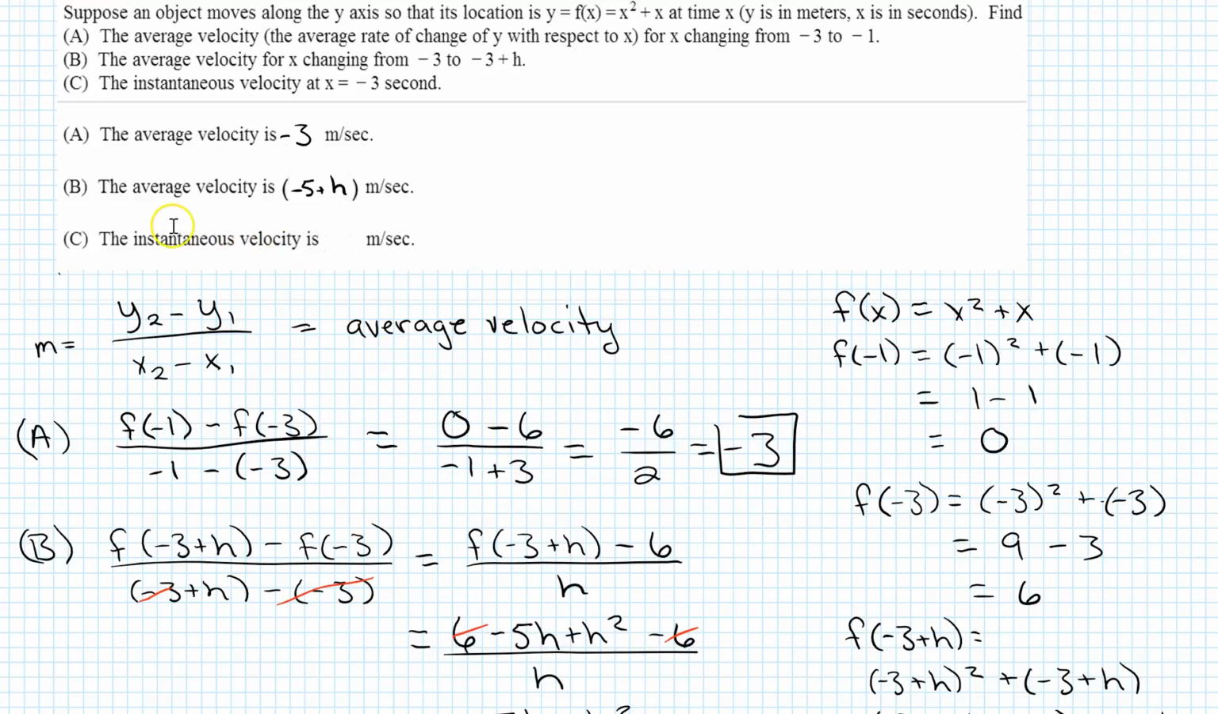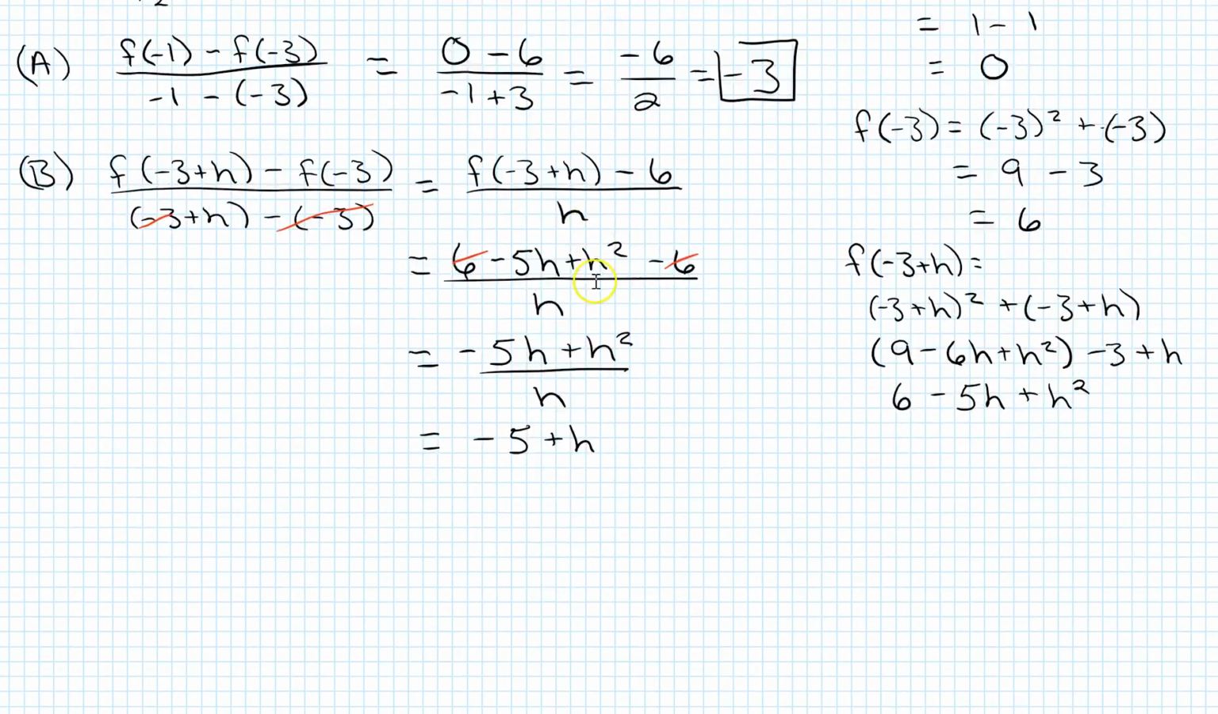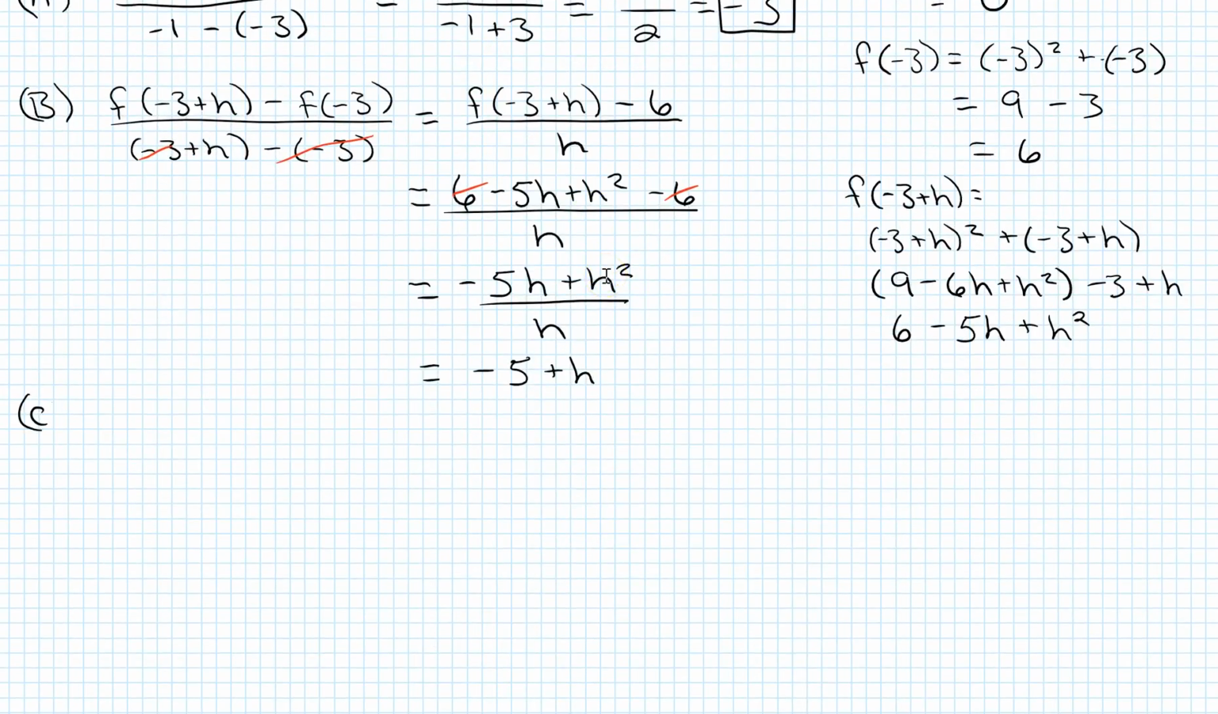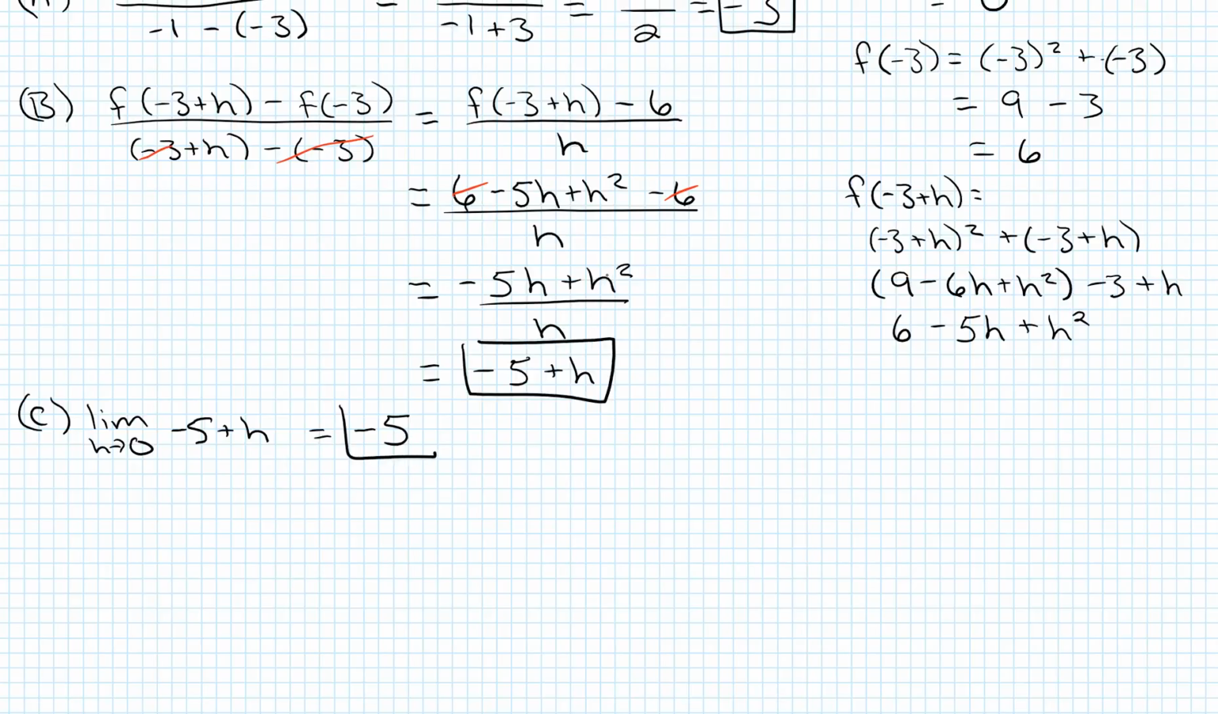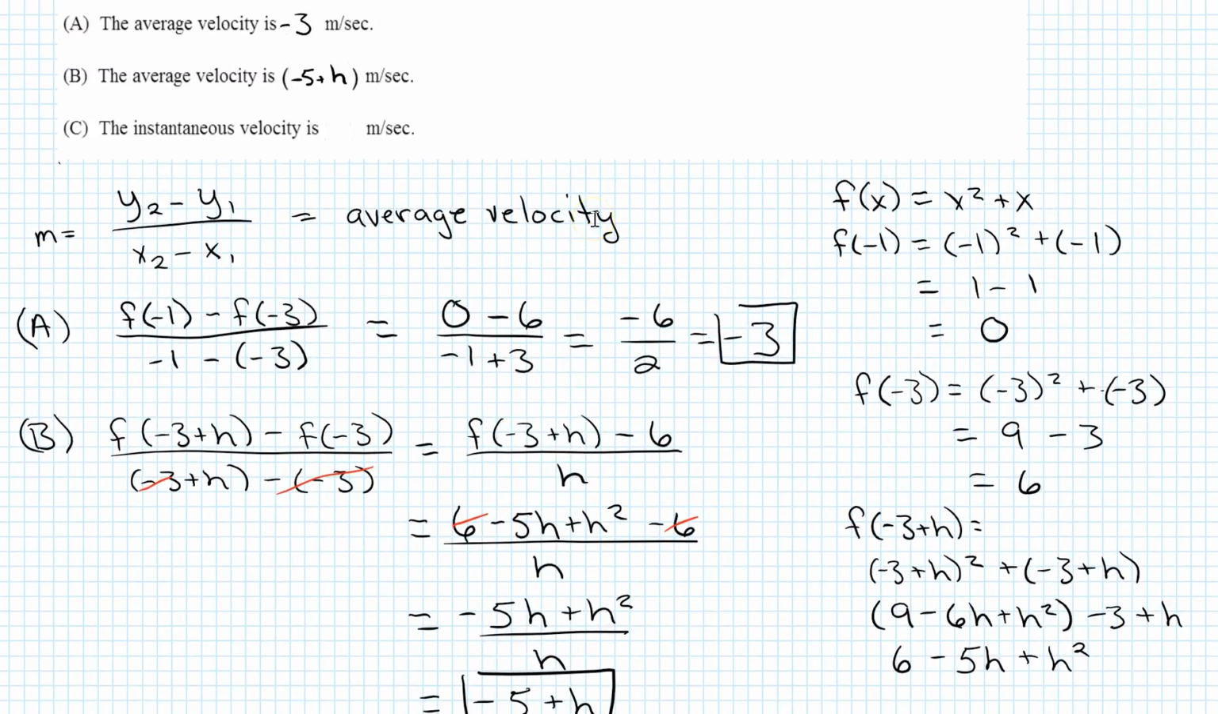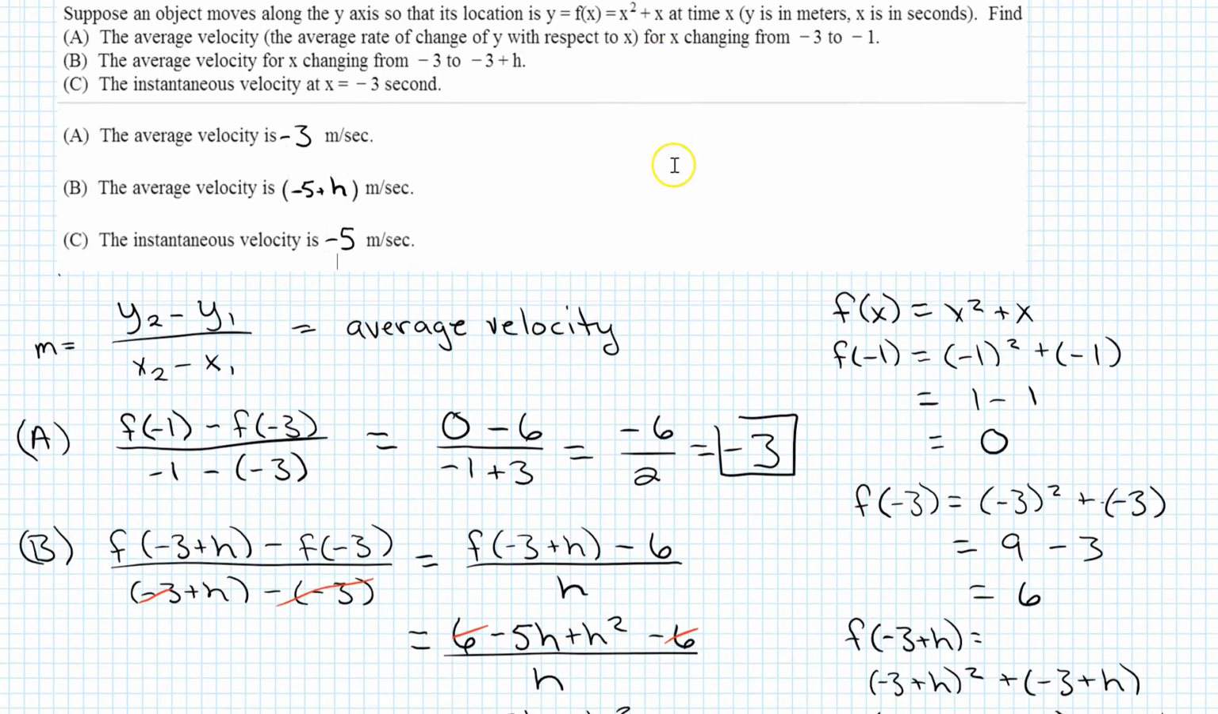And then the final thing is they want the instantaneous velocity at negative 3. That is the limit as h goes to 0 of my answer from part B, that negative 5 plus h. If I plug a 0 in for the h there, when I take that limit, I'm just going to end up with negative 5. And so negative 5 plus h for B and negative 5 for C. And that is how you solve this question.